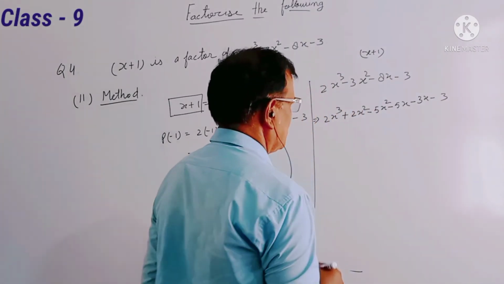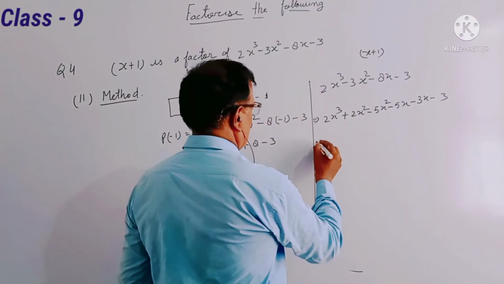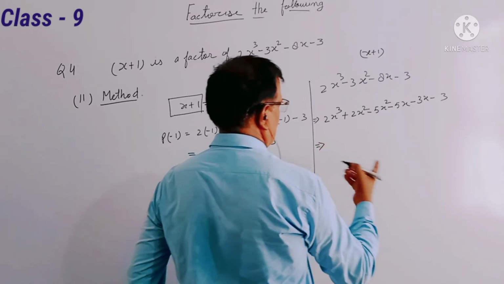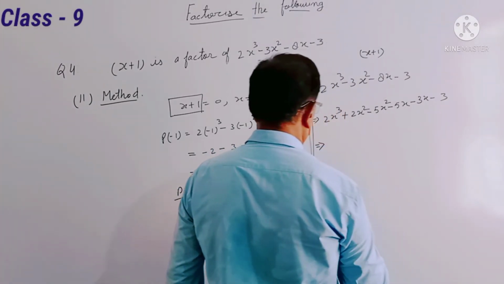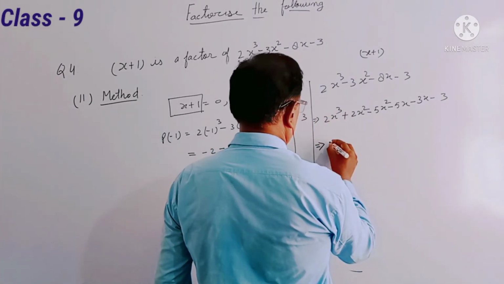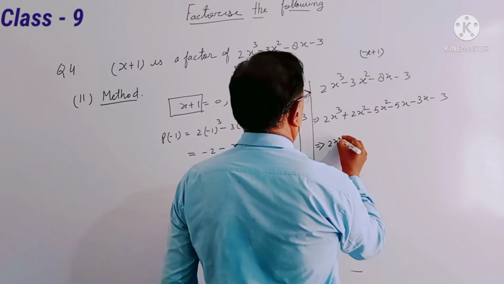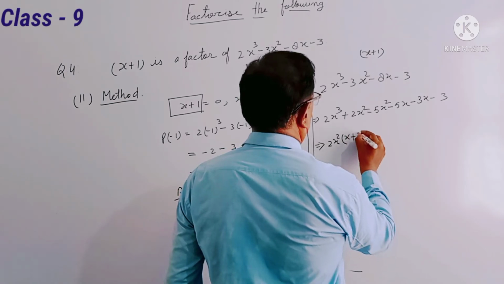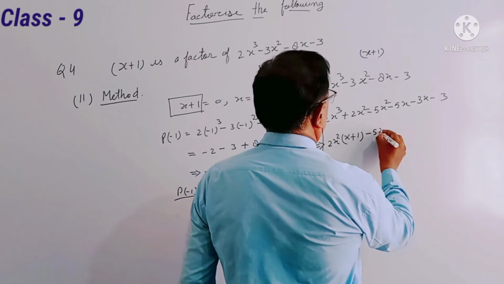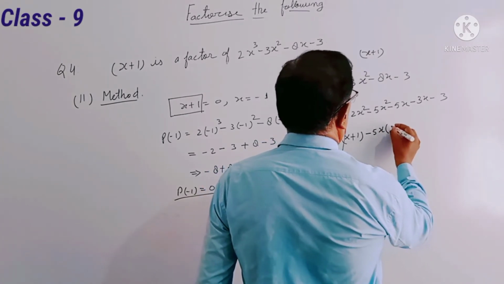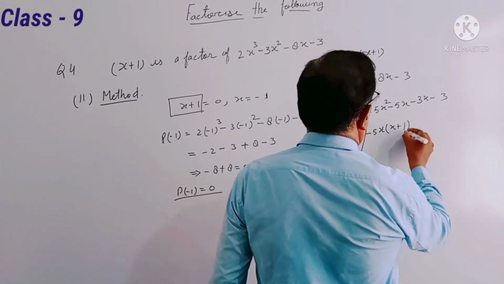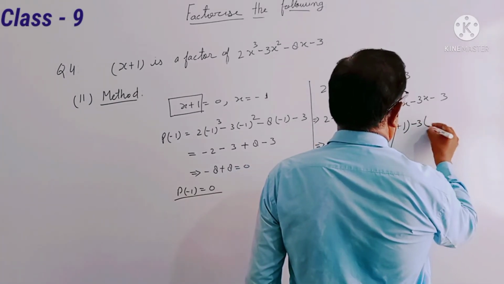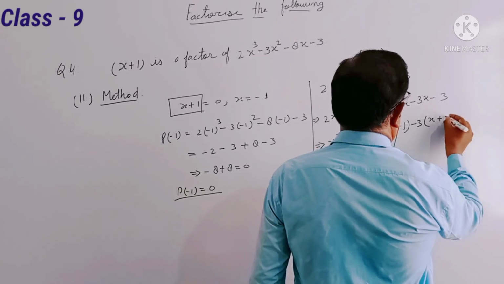Now the question is managed and arranged. Now we take the common, as we are checking whether it is right or not. If it is right, then we find the factors. Now see here, 2x square is common. From here what remains is x plus 1. Now here 5x is common, and here will remain x plus 1. Now here minus 3 is common, and here will be x plus 1.